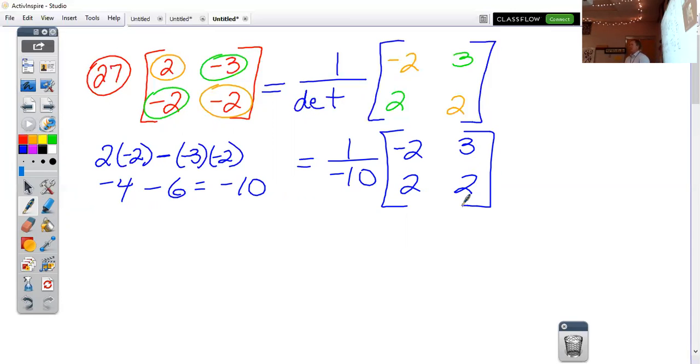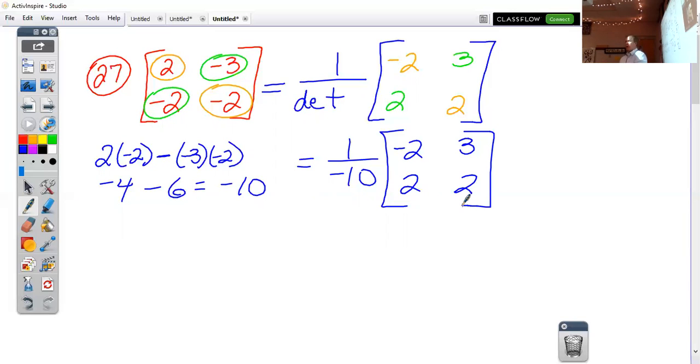Now, let's talk about something real quick. What does the inverse do? If I was adding 6, what would its inverse be? Subtracting 6. If I were multiplying by 6, what would its inverse be? Dividing by 6. So the inverse just undoes whatever it is you're trying to do. It gets rid of it.